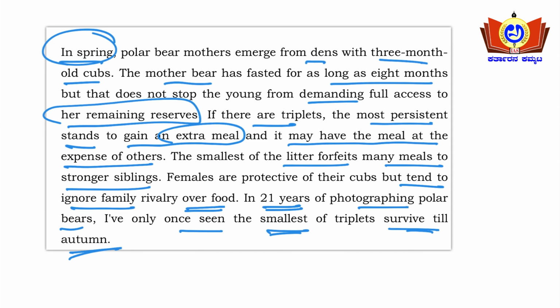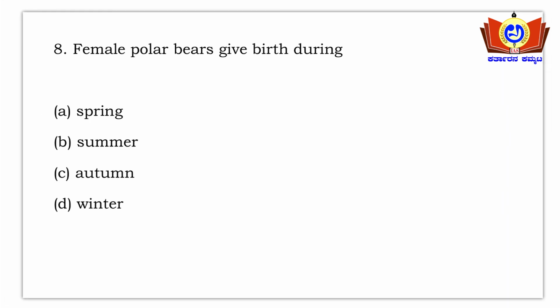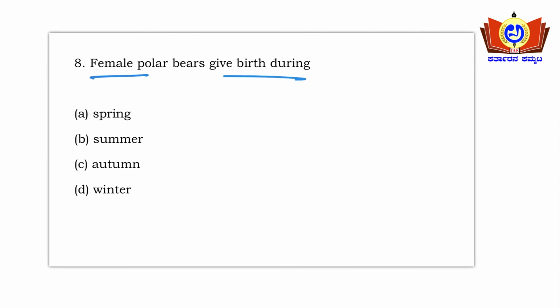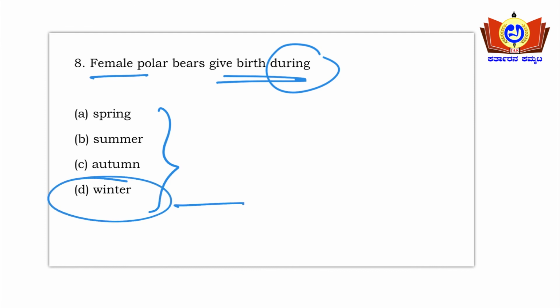So moving on, we shall deal with the questions here. Female polar bear gives birth during spring, summer, autumn and winter. See here, friends, in the first line of the first paragraph, in spring polar bear mothers emerge from dens with 3-month-old cubs. So 3 months prior to that, the polar bear will be giving birth. 3 months prior to spring will be winter, my dear friends. So option D will be the right answer here. You need to analyze carefully.